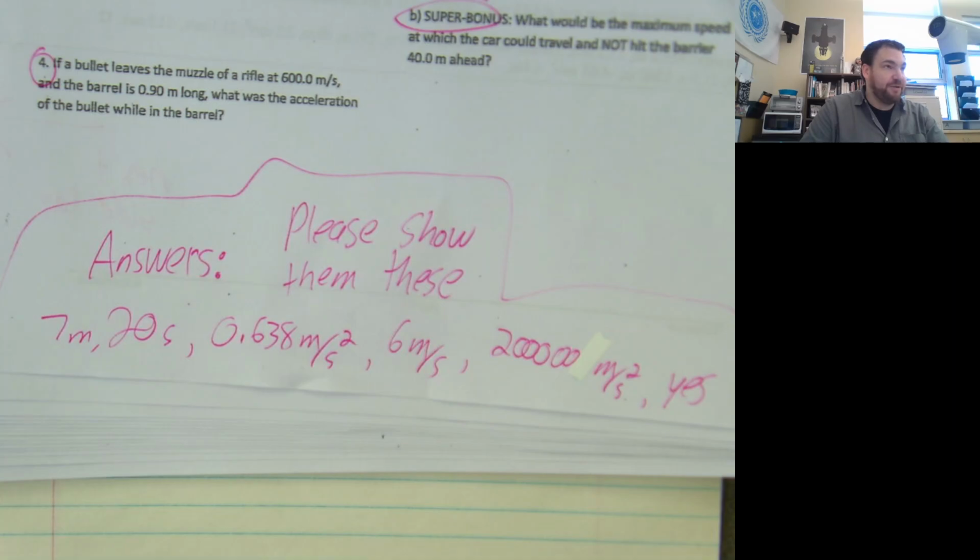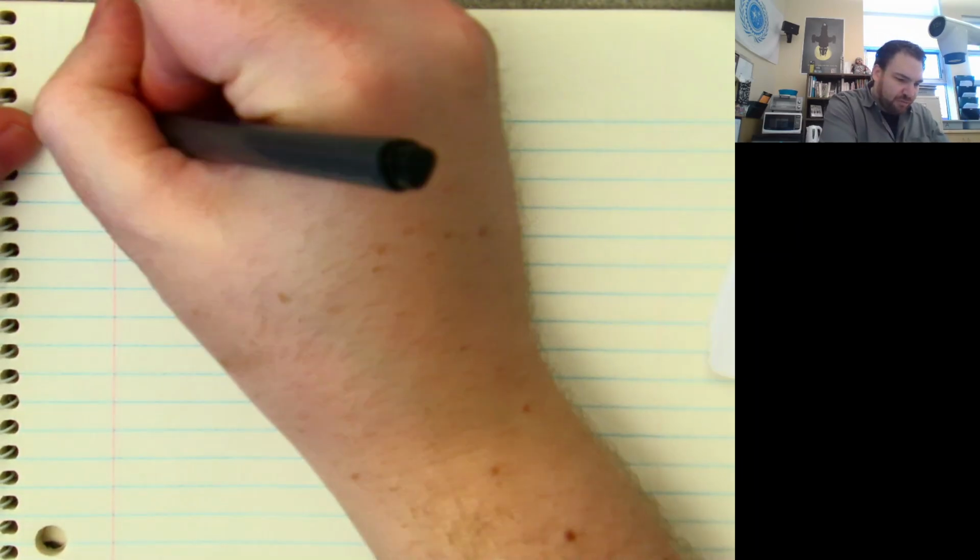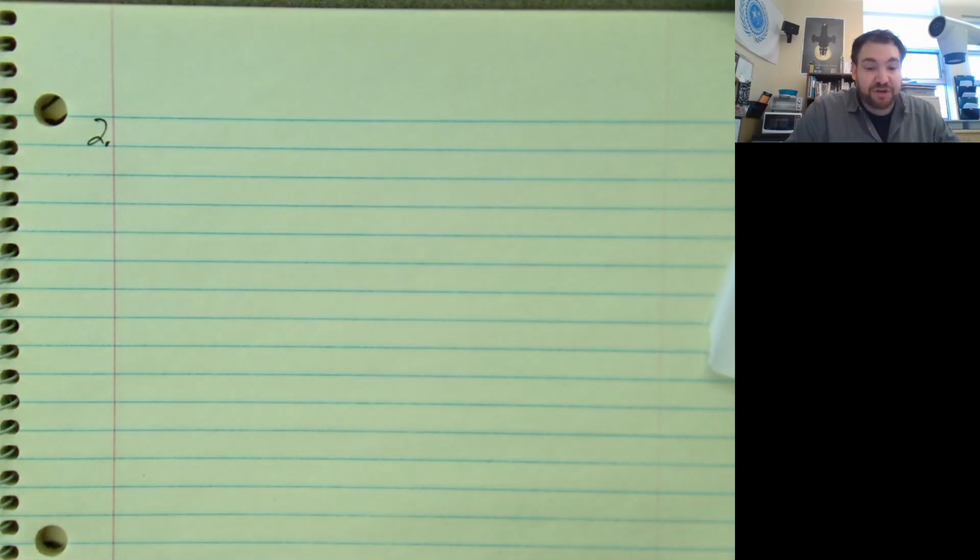Yuli, can I do number 2 before I do the super bonus? Okay. Here we go. Number 2. So, here's number 2 on the back page. A car starts from rest and accelerates uniformly to reach a speed of 21 meters per second in 7 seconds. What was the speed of the object after 2 seconds?